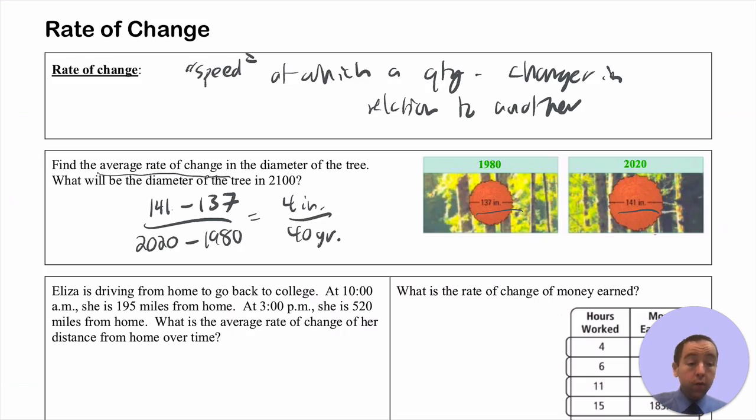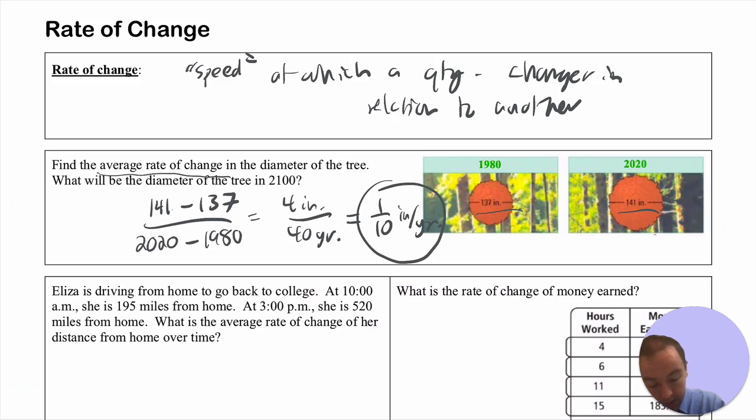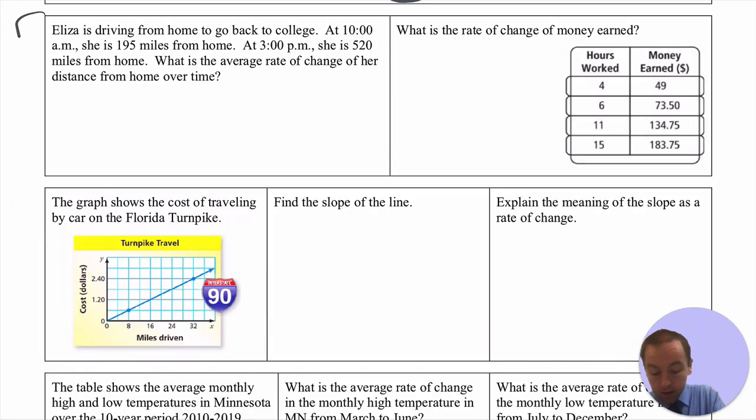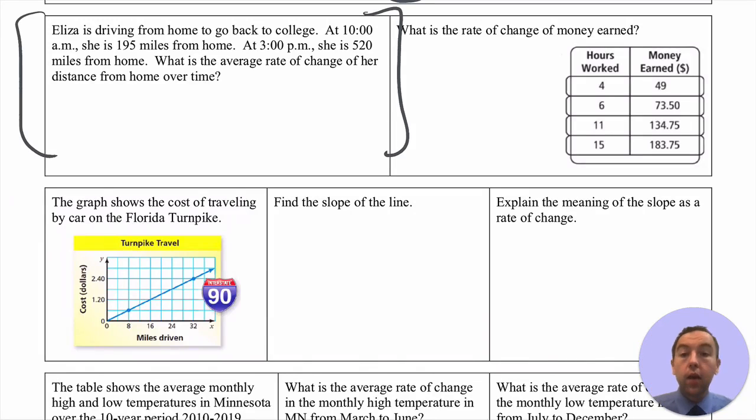So when you have 4 over 40, you can reduce that, of course. Now your label, since I had inches on top and years on bottom, is inches per year. So this right here would be the average rate of change, and emphasis on the word average. Because we're saying on average, it changed 1/10 of an inch per year. That does not mean that it always changed exactly 1/10 of an inch per year, because in 1 year, it might have changed by, let's say, 0.13 inches, and then in the next, it might have done like 8/100ths, etc.